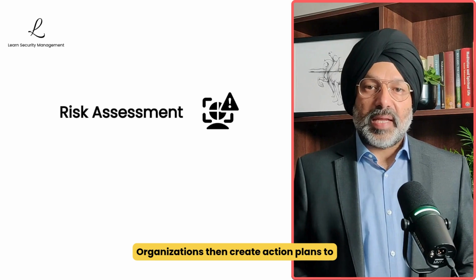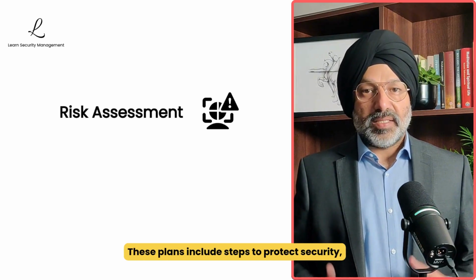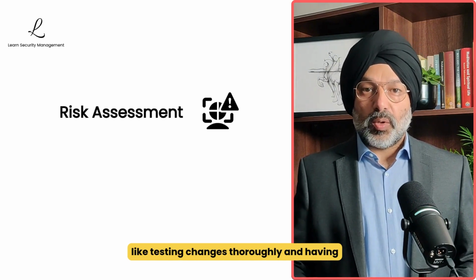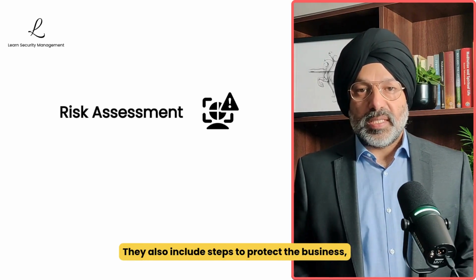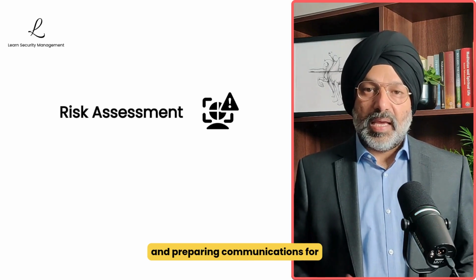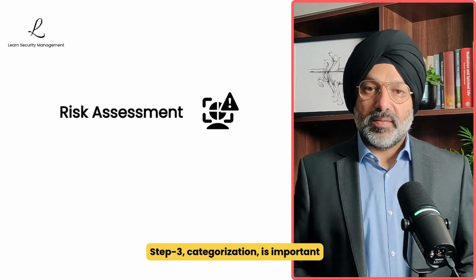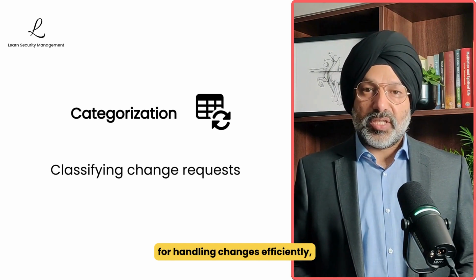Organizations then create action plans to handle the risk they have identified. These plans include steps to protect security, like testing changes thoroughly and having backup procedures ready. They also include steps to protect the business, like scheduling changes during quiet times and preparing communications for users who might be affected.